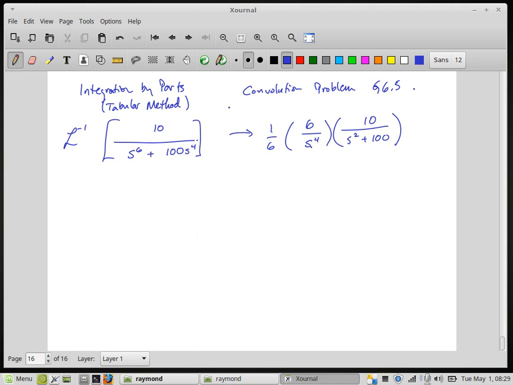In case you didn't recognize it, the inverse Laplace transform of this guy is going to be t cubed. The inverse Laplace transform of this guy is going to be sine 10t, and the scalar just comes through. So what we need to do is convolve t cubed with sine 10t, and that's where the integration by parts is going to come in.